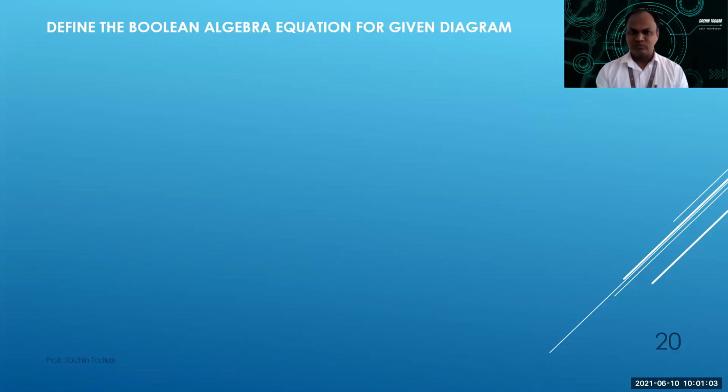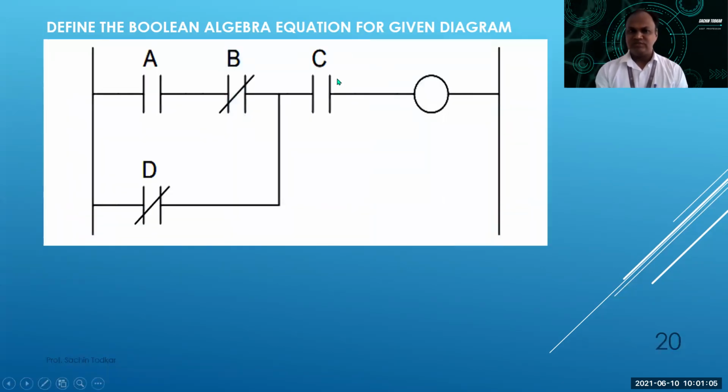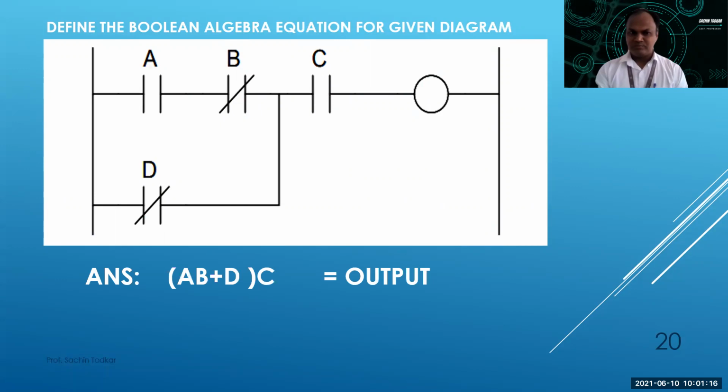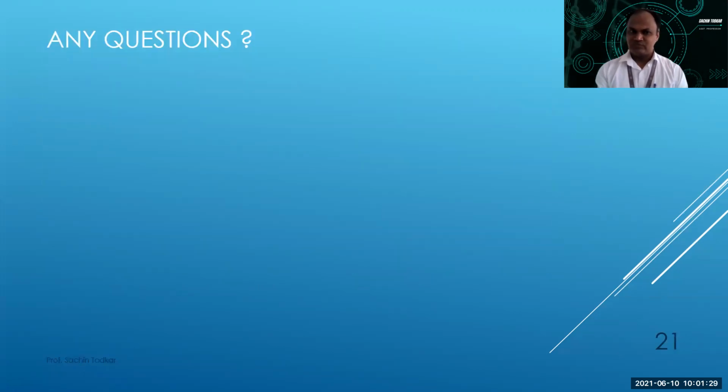Now the third one is somewhat difficult because here it is in series, here it is in series again, but previously it was in parallel. So what we are going to write: (AB plus D) whole bracket multiplied by C must be equal to the output. So these are some examples which may be asked in your online examination.